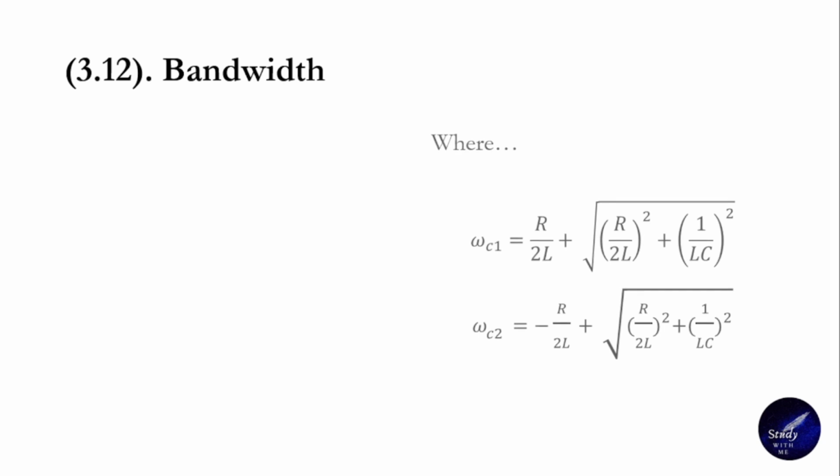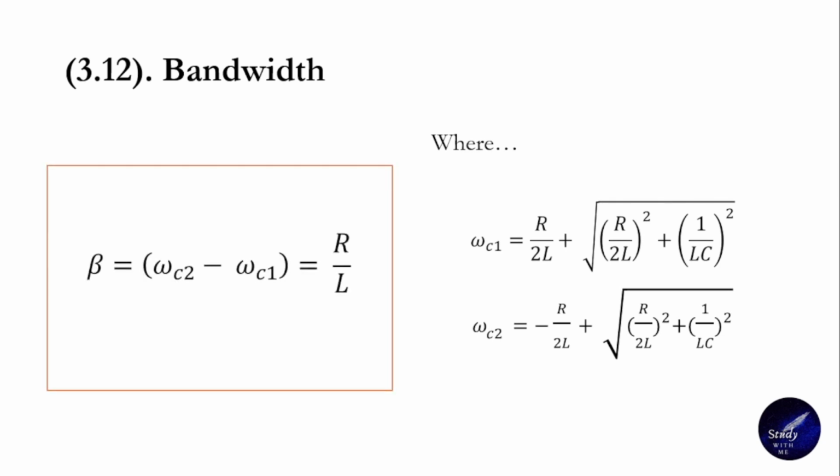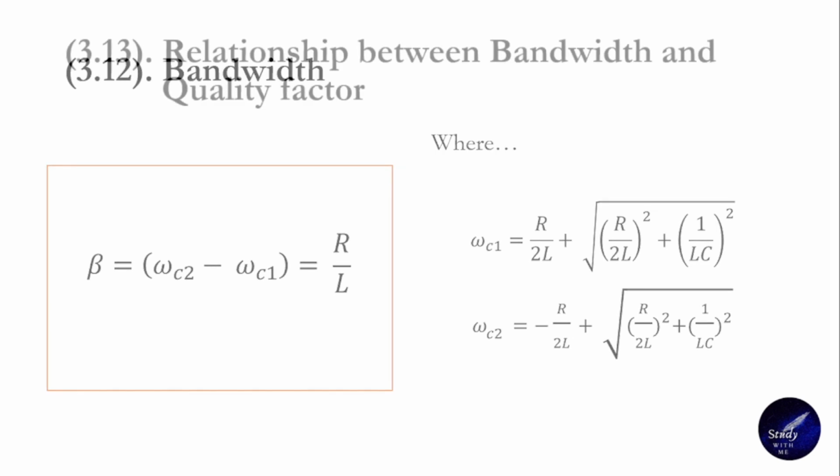Now here we are with the bandwidth, and I am pretty sure you remember the beta from the magnitude plot of the transfer function. So here bandwidth is beta. We can obtain the bandwidth by taking the difference of the two cutoff frequencies, and we arrive at the equation beta equals R over L. It is just a small fact, but hold on to it tightly because it is important.